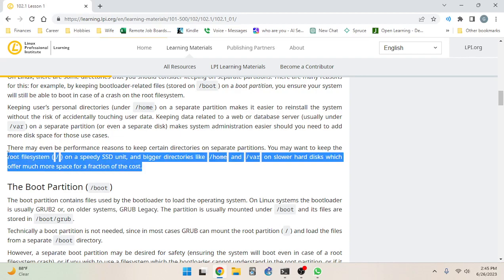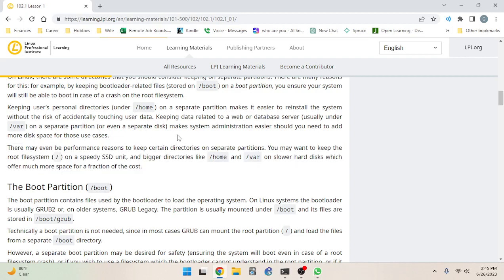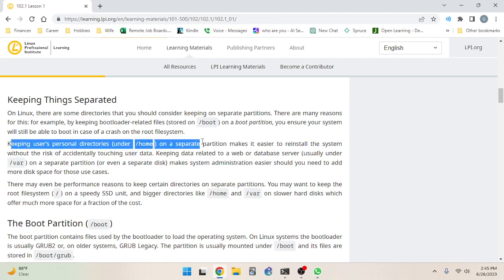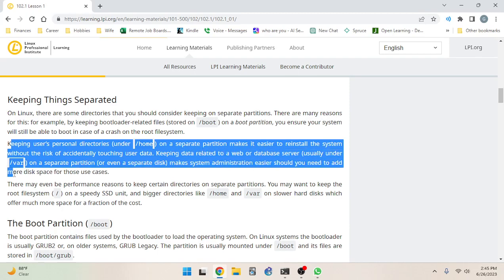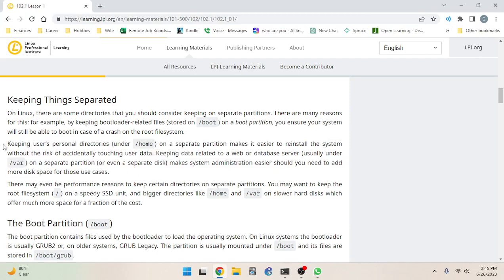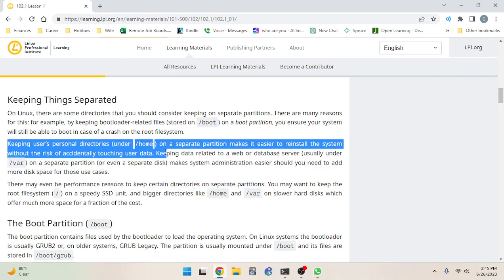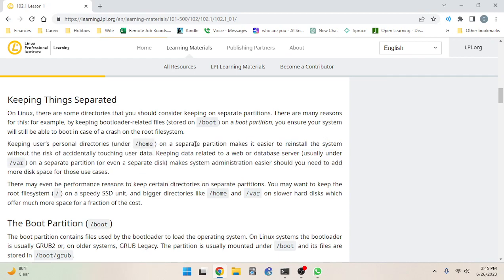I want to ask, this part I don't remember reading so much. Let me read this one more time. Keeping a user's personal directories under /home on a separate partition makes it easier to reinstall the system without the risk of accidentally touching user data. Keeping data related to a web or database server, usually under /var, on a separate partition or even a separate disk, makes system administration easier should you need to add more disk space for those use cases.